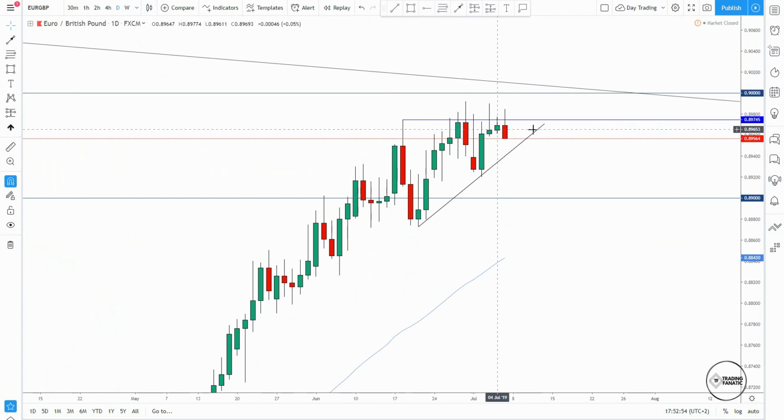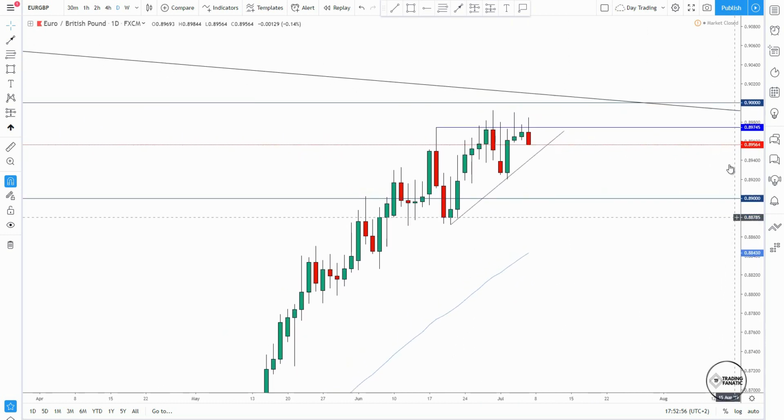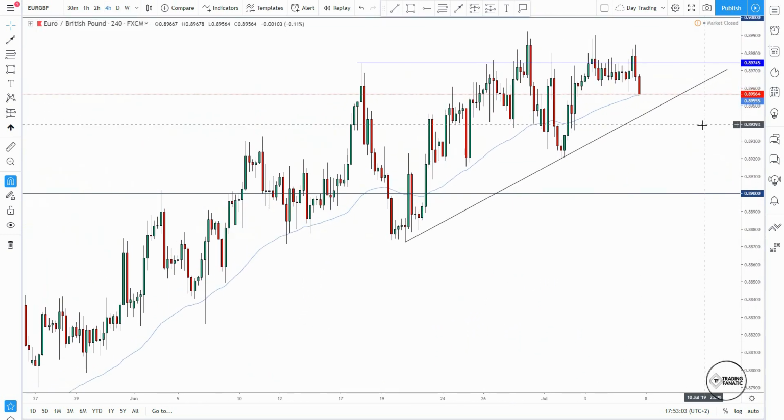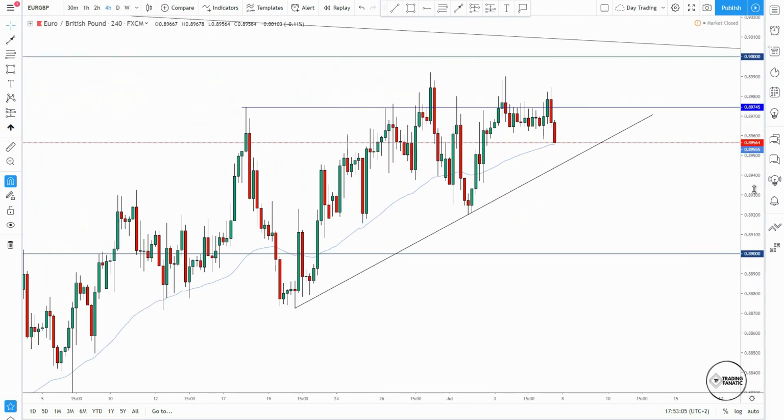Wick, wick, wick, a lot of wicks, a lot of confusion. So a lot of traders are now short. We have a lot of stop hunts, so it is a little bit risky and dangerous to trade this pair right now. So here we have 0.1, 0.2 of the trend line, approaching 0.3.